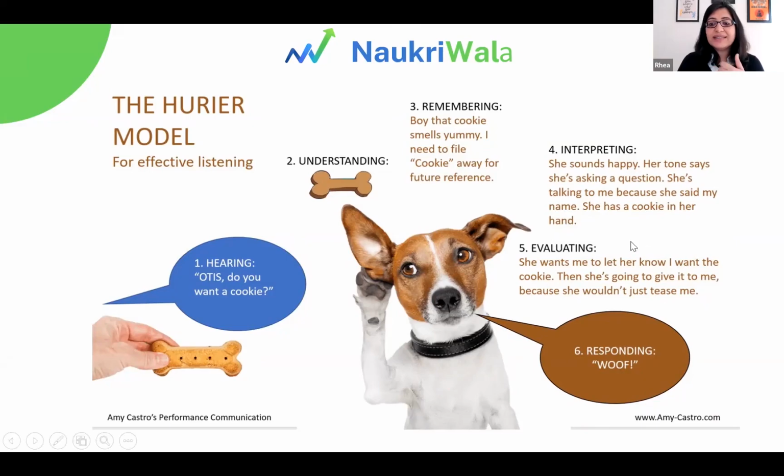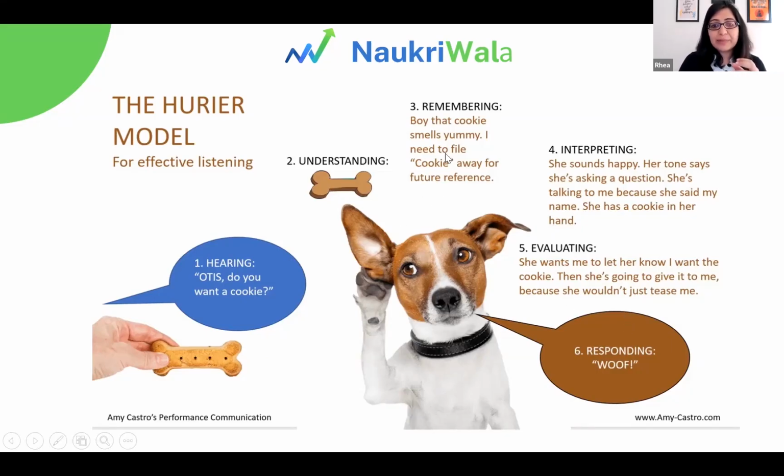He's interpreting. And then he feels, he's evaluating. Yes, this person seems safe. I can go ahead and trust her for me to go ahead and give me the cookie. She's not just here to make fun of me. She really likes me. She really wants to give me the cookie. And then he responds saying, woof, yes, I want the cookie.